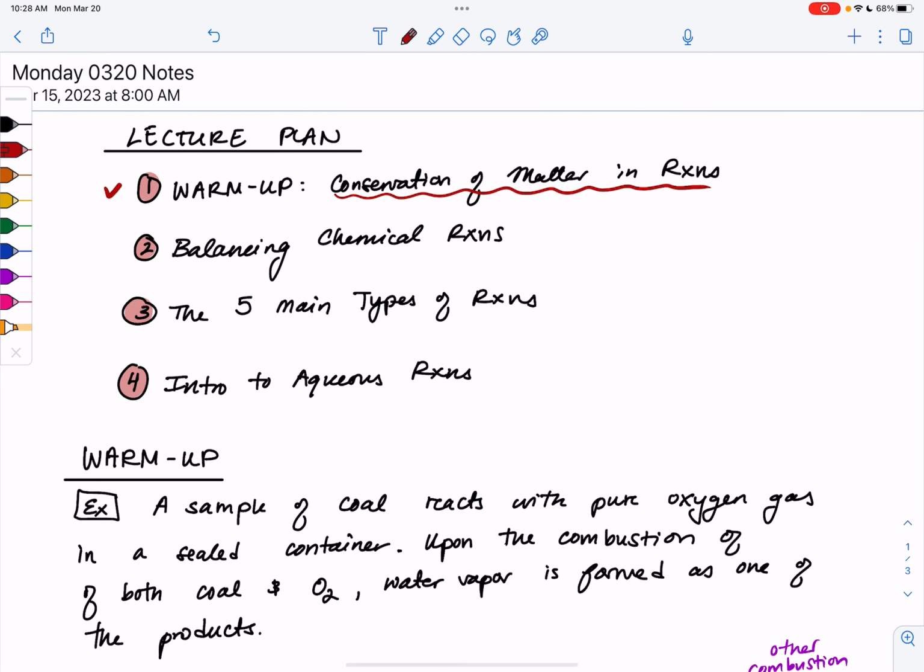So we have done our warm-up. Let's go on to our next topic, which is how we can ensure that all of our chemical equations are obeying this law of conservation of matter or law of conservation of mass. And this is the process that we call balancing chemical reactions. So we will balance chemical reactions in video 2 coming up.